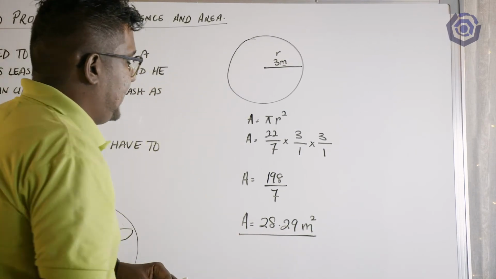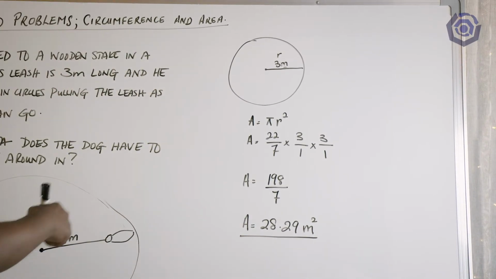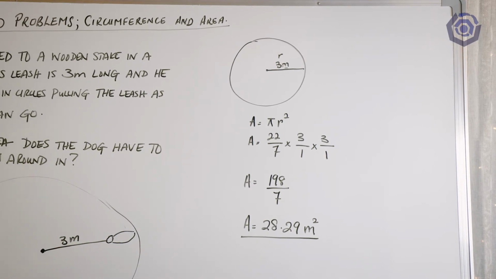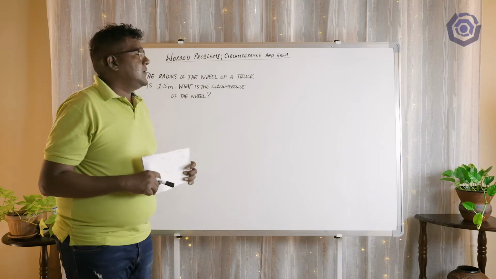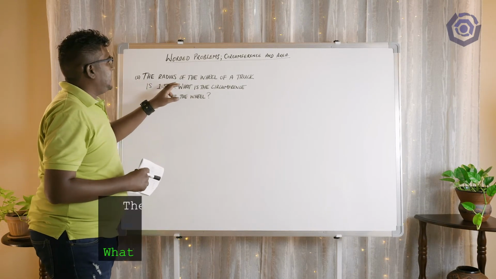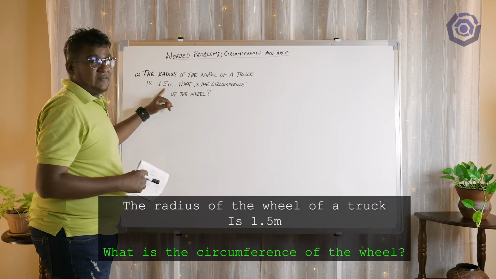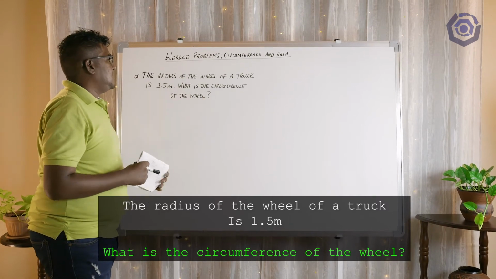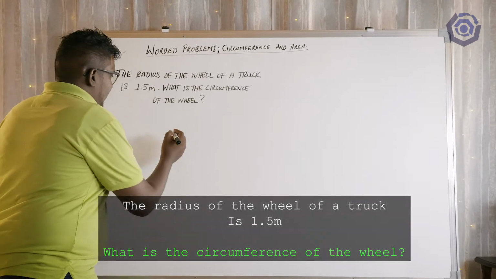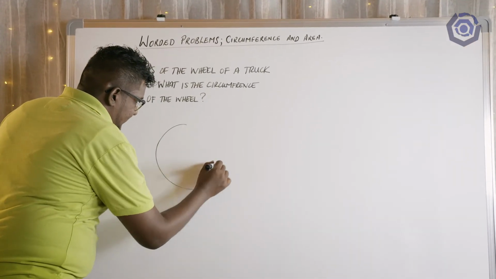And this is the area that the dog has when the leash is at full length and he's going around in a circle. Let's look at the second worded question. The radius of the wheel of a truck is 1.5 meters. What is the circumference of the wheel? Well, everybody knows what a wheel looks like, right? So you have a wheel of a truck.